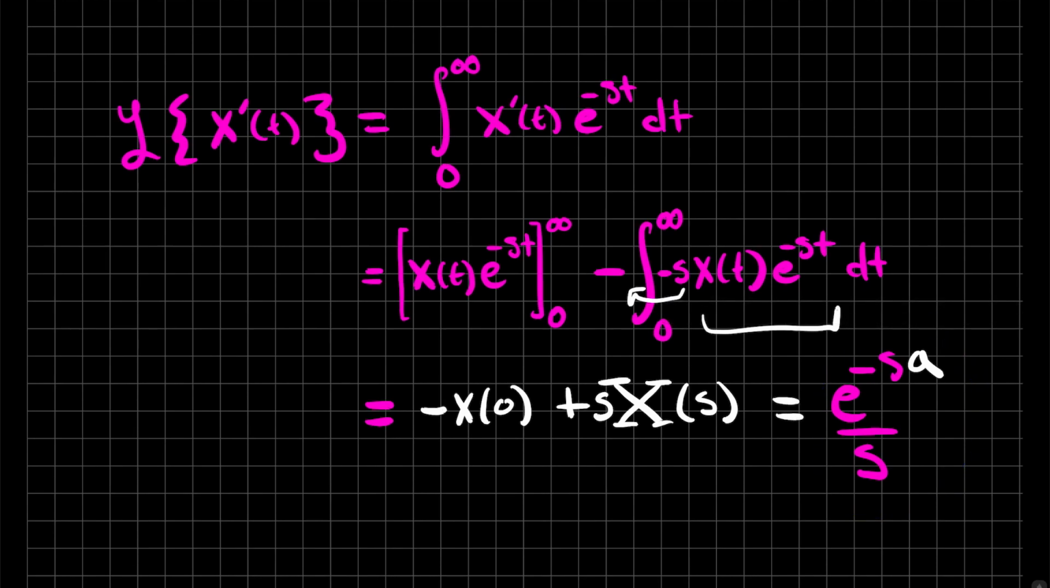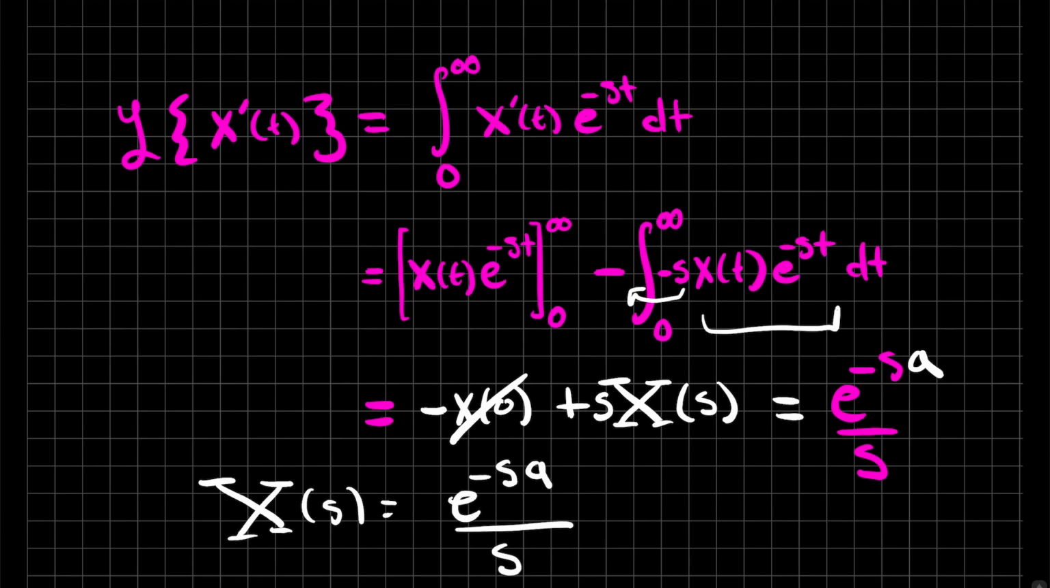So now we want to solve for capital X. First of all, we have initial conditions. And one of the initial conditions is that at 0, our function x goes to 0. So that vanishes. So now what we have here is the Laplace transform of our function x is equal to e to the negative sa over s squared.